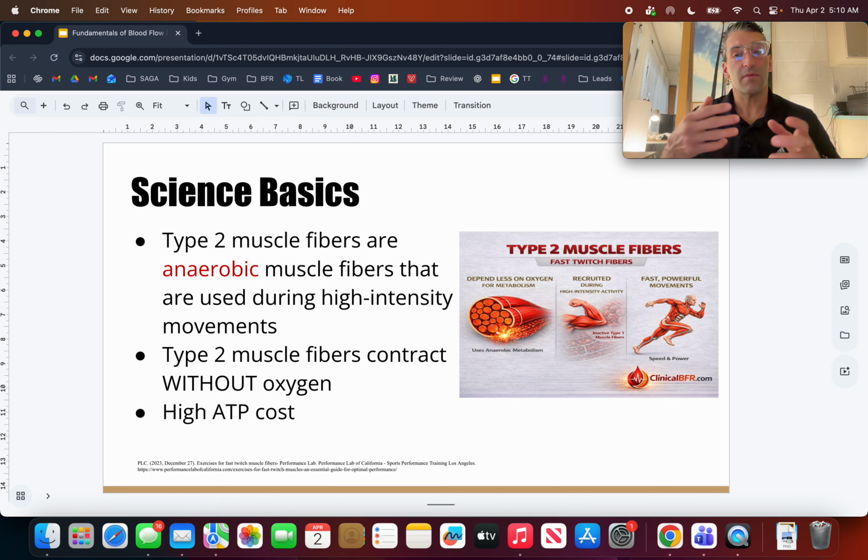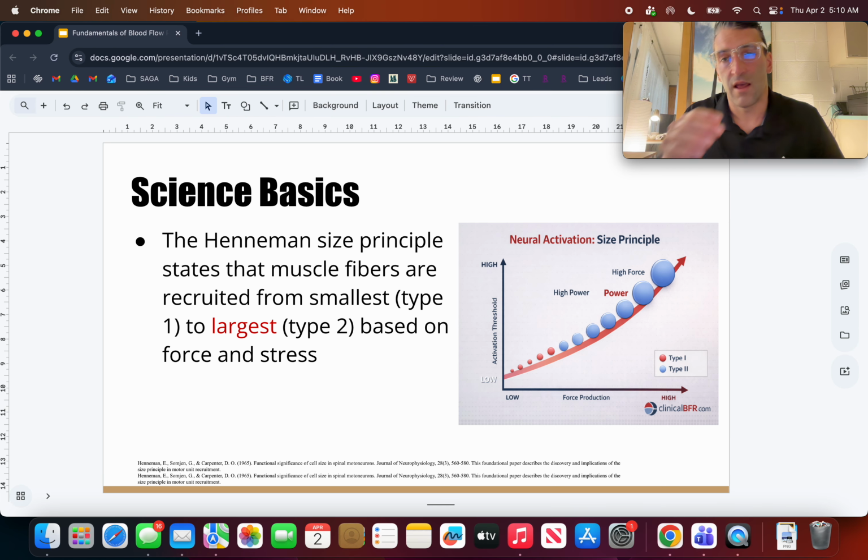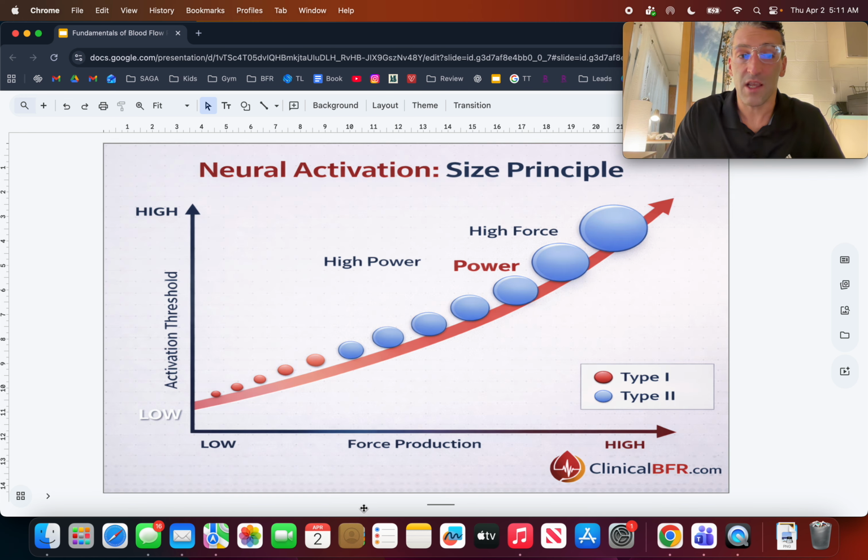So that high ATP cost is important. If they cost more, right, that high ATP cost means that they're going to burn more calories the more type 2 muscle fibers we contract. The Henneman size principle states that muscle fibers are recruited in order from smallest to largest, or cheapest to most expensive. So the body's going to recruit type 1 muscle fibers for as long as possible, right?